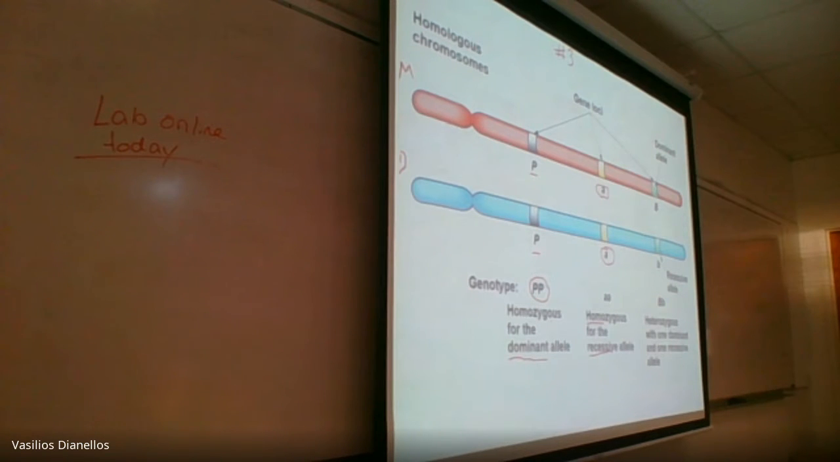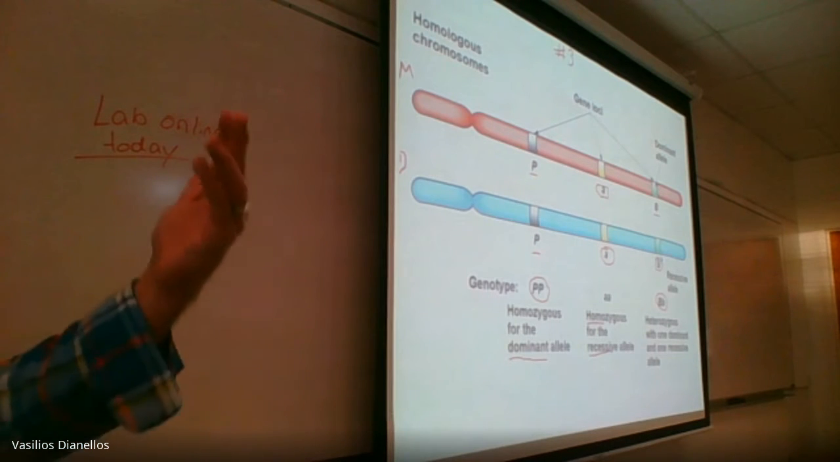And then here we go on your mom's chromosome. We're going to look at the B gene, whatever it may be. In this case, you got a dominant from your mom and you got a recessive from your dad. Therefore, your genotype is heterozygous. Pretty simple, right? You guys already know this.